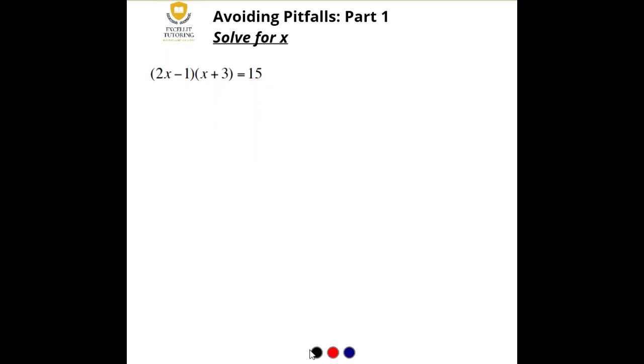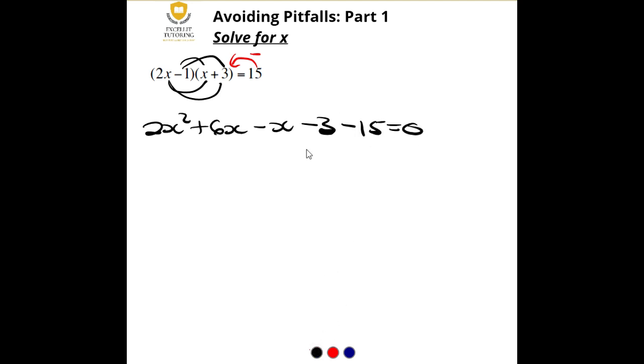We then have this times that, which gives us 2x squared. This times that gives us a positive 6x. Negative 1 times x is negative x. Negative 1 times 3 gives us a negative 3. Now remember, we need to take the 15 to the left hand side. But the 15 was positive on the right hand side. As soon as we bring it to this side, it becomes negative. So we'll then have negative 15, which is equal to 0.